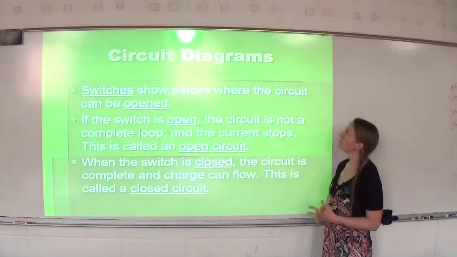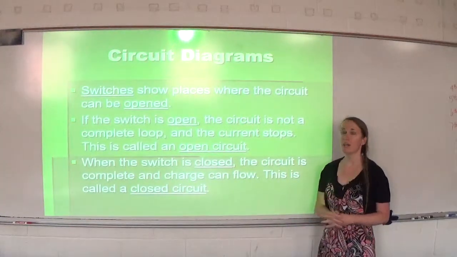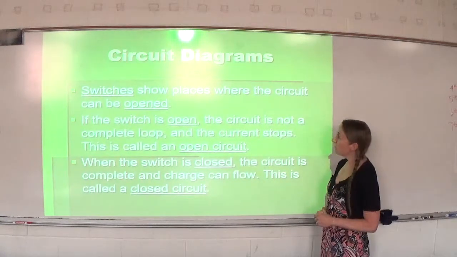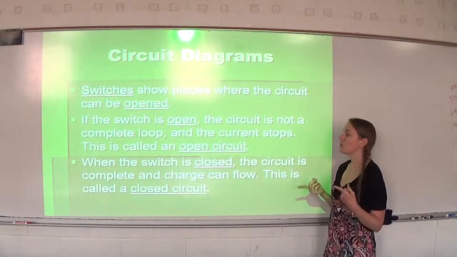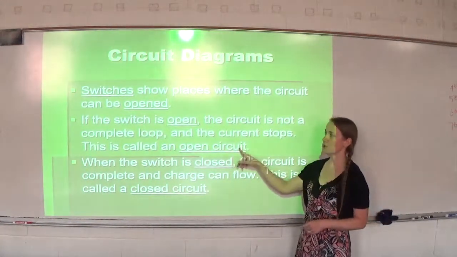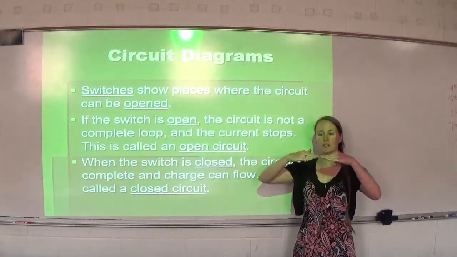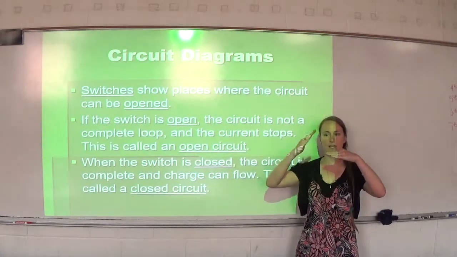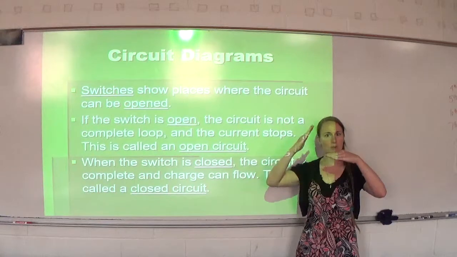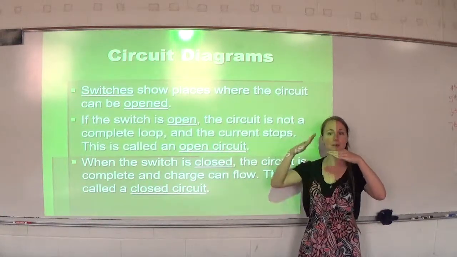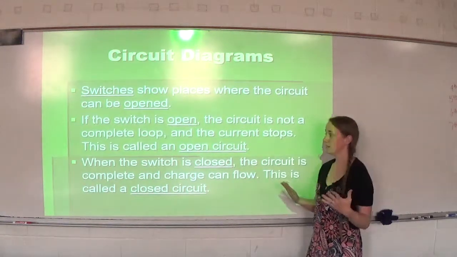Switches show places where the circuit can be opened. If the switch is open, the circuit is not a complete loop and the current stops. This is called an open circuit. A switch usually looks like this, a little line, and it can look like this or like this. If it's open, there is no complete path. If it's closed, there is a complete path.